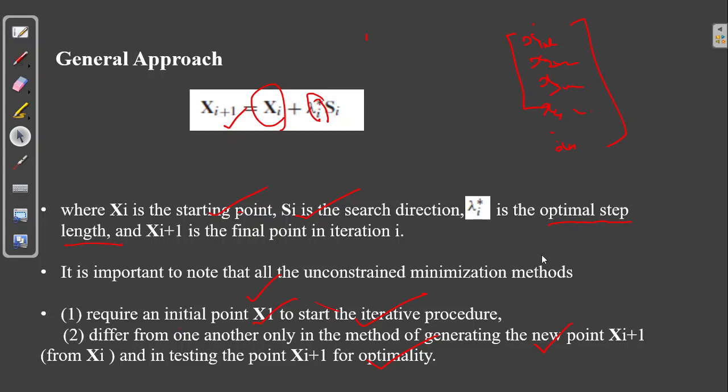മനസ്സിലായല്ലോ? So you should have two important parameters. First one is the search direction, the direction in which our objective function should minimize, and the second parameter is step length. Not only the step length, optimal step length. So if you have these two parameters, then you will get x i plus 1. Okay.